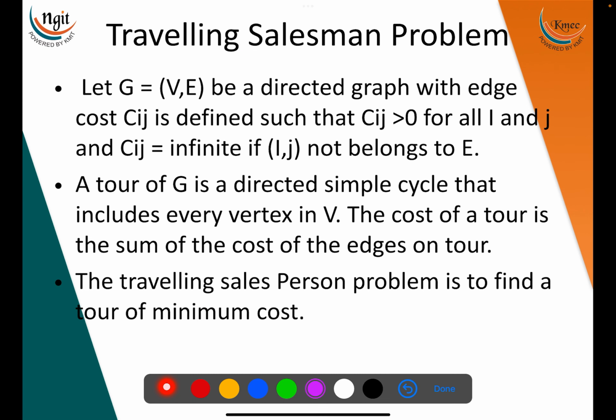Now let G = (V, E) be a directed graph with edge cost Cij defined such that Cij is greater than 0 for all i and j, and Cij is infinity if (i, j) does not belong to E.